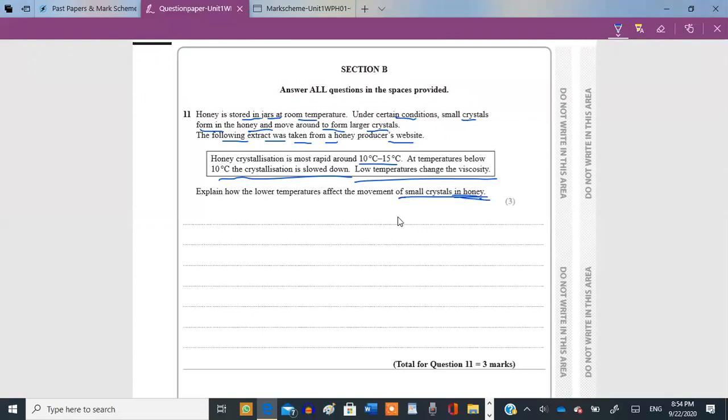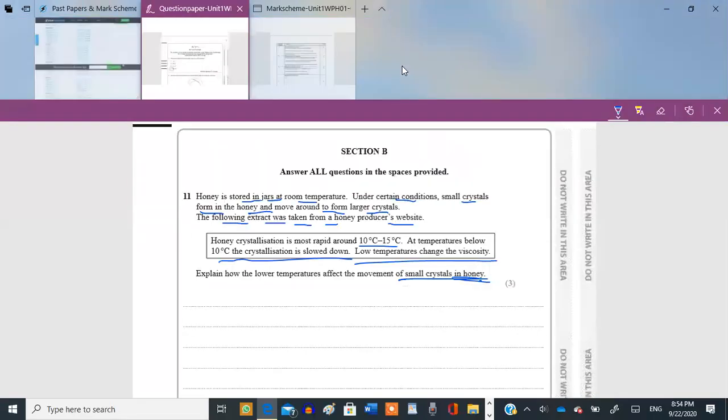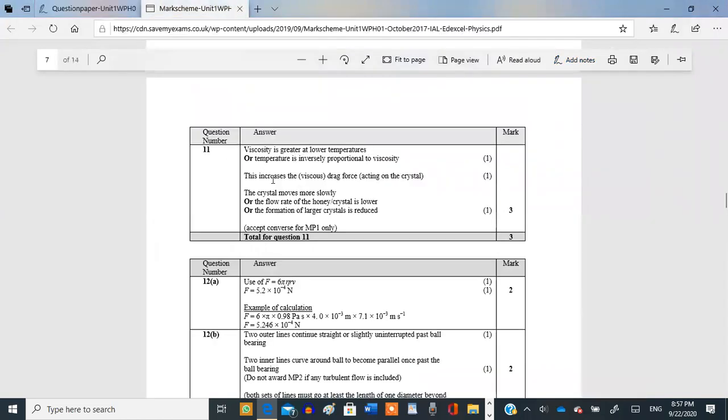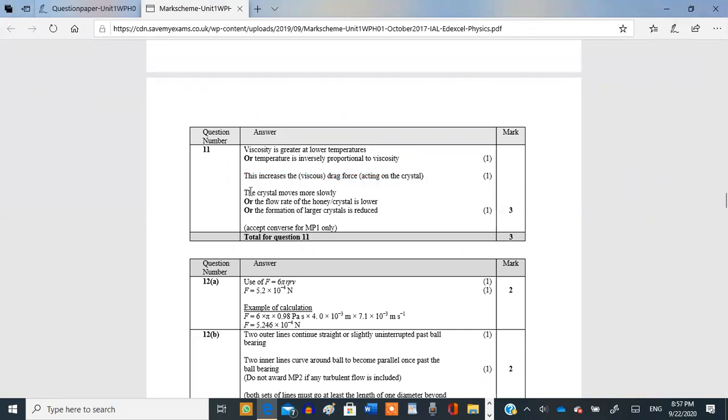All right, this is a theoretical question. So come on, what do you think should be the answer? At lower temperature, the viscosity will rise. The viscosity will rise at lower temperature because you've got more drag force. And if more drag force, then that means the viscosity is going to be higher, okay? Greater at lower temperatures, and so the crystals will move more slowly. This increases the viscous drag force and the crystals would move more slowly. These are 3 points.